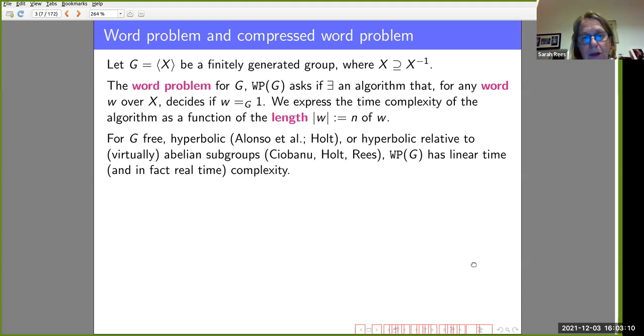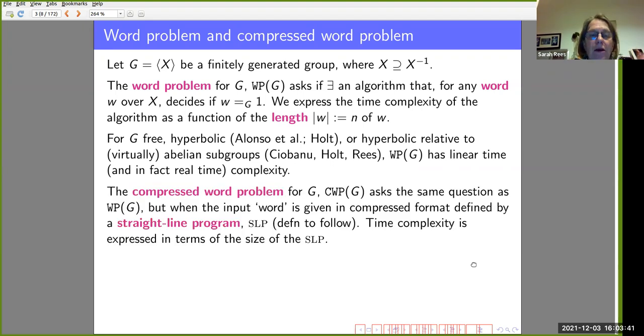So the word problem has been well studied for free groups. It has linear time complexity, and for hyperbolic groups, it has linear time complexity, and for relatively hyperbolic groups that are hyperbolic relative to virtually abelian subgroups, it has linear time complexity. And in fact, in all of these cases, it has real time complexity. So it can be solved using a Turing machine that processes its input and gives an answer in real time.